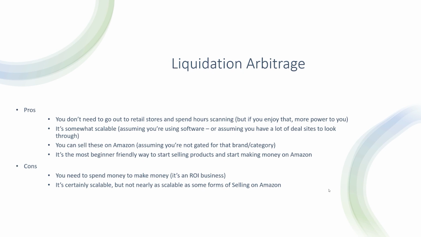So that is a con of it. If you're more on the beginner side and you don't have any money to spend, then you want to start with one of the less scalable business models, right? But if you do have some money to spend, maybe a few $100s, then this is perfect for you. And then you can take that few $100s and build it up to like $1,000 or $2,000, and then invest that into something that's more scalable, like we're going to talk about here in a second, okay? So this is certainly scalable, but it's not nearly as scalable as some forms of selling on Amazon, like we're about to get into.